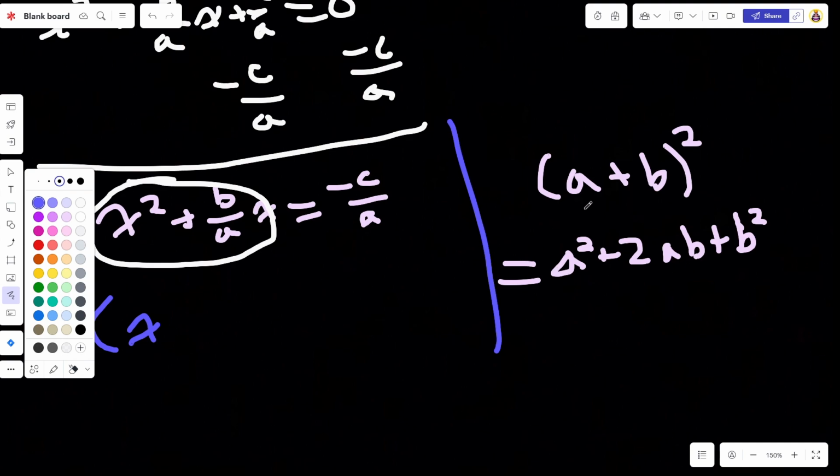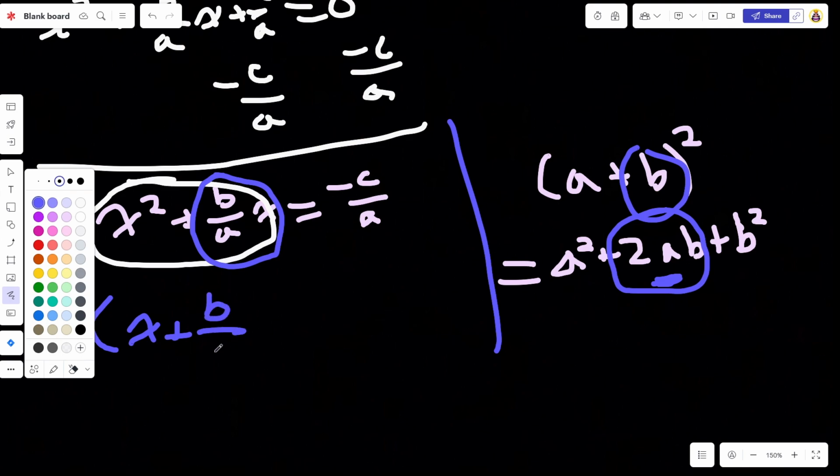And since x is going to be a over here, and the only other a over here is here, therefore this middle term must be equal to this part, right? So now we have b over a is going to be 2 times this value right here. So we can just divide b over a by 2 to get this value. So we get plus b over 2a, because b over 2a times x, and then we multiply by 2, that's going to be b over a x, which is equal to that.